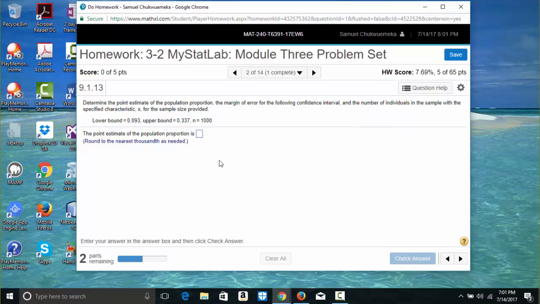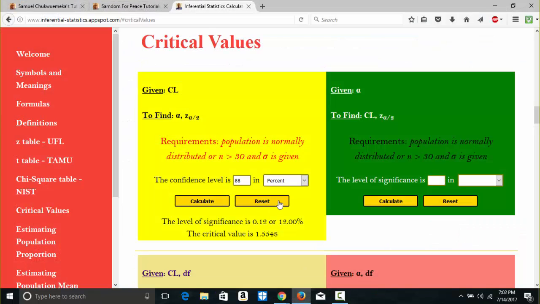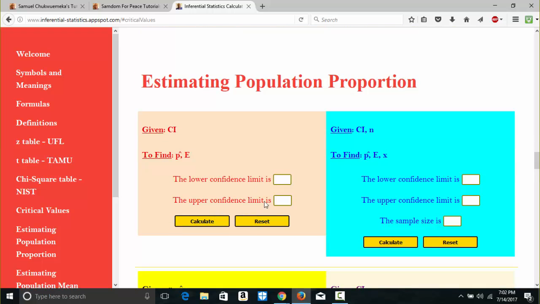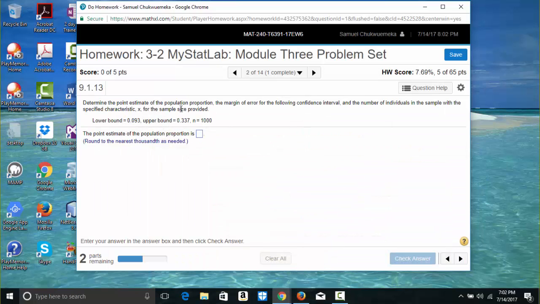Question 2, determine the point estimate of the population proportion, the margin of error for the following confidence interval, and the number of individuals in the sample with the specified characteristic, and that is X, for the sample size provided. So they gave us the lower bound of the confidence interval and the upper bound. We also call that a confidence limit, lower confidence limit and upper confidence limit. So this is population proportion.